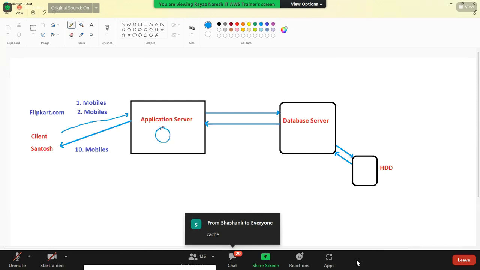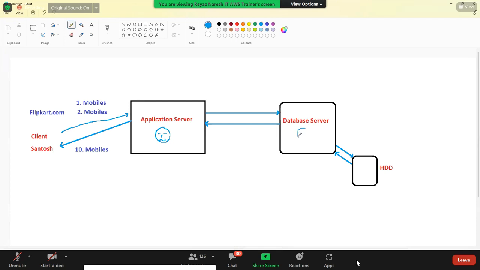If it has a face, it will look like this. But this guy is asking the same data again and again. And how about the database? This database will always be in red mode already.